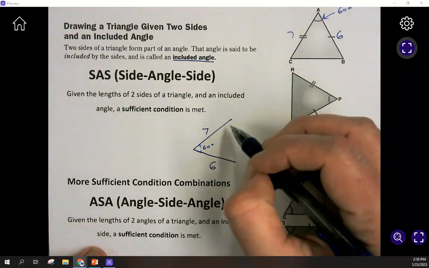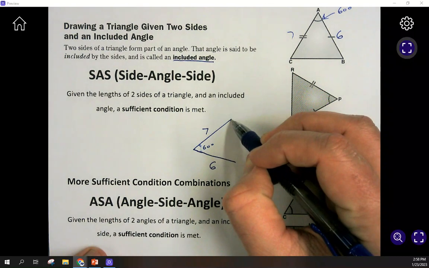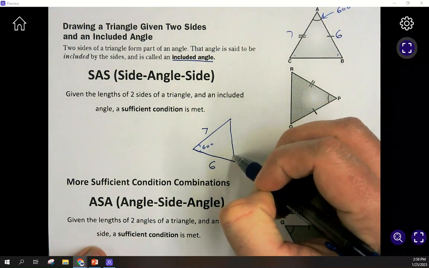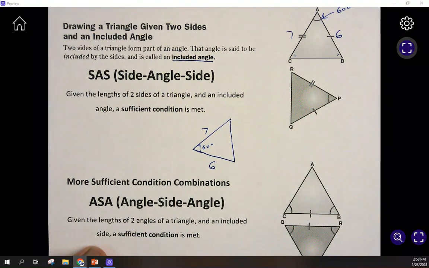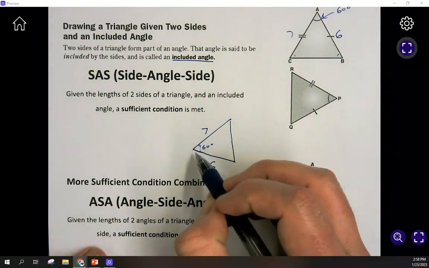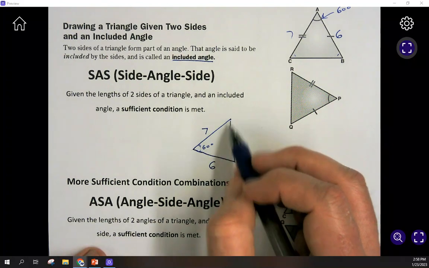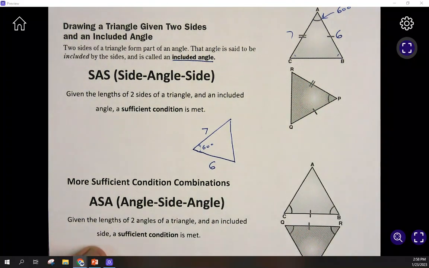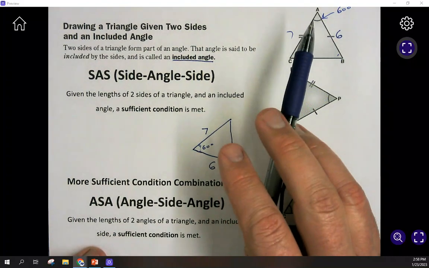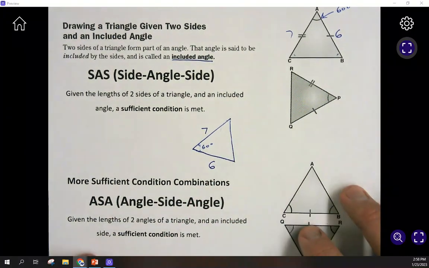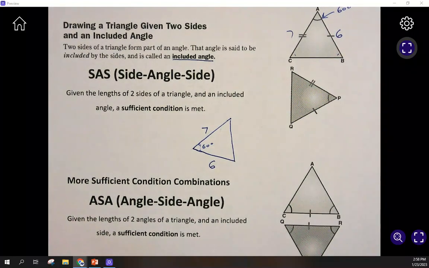When I go to connect these two, there is no option. These angles that are out here are automatically going to match these two angles that I've created right here, because this side and this side with this angle have to be connected right there. There's no other way to connect them. Okay, so having a side angle side triangle is enough information to recreate and create a congruent triangle.